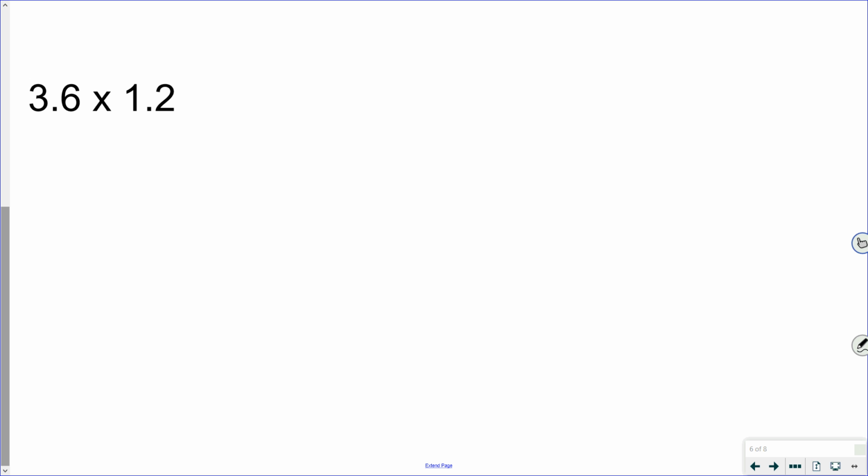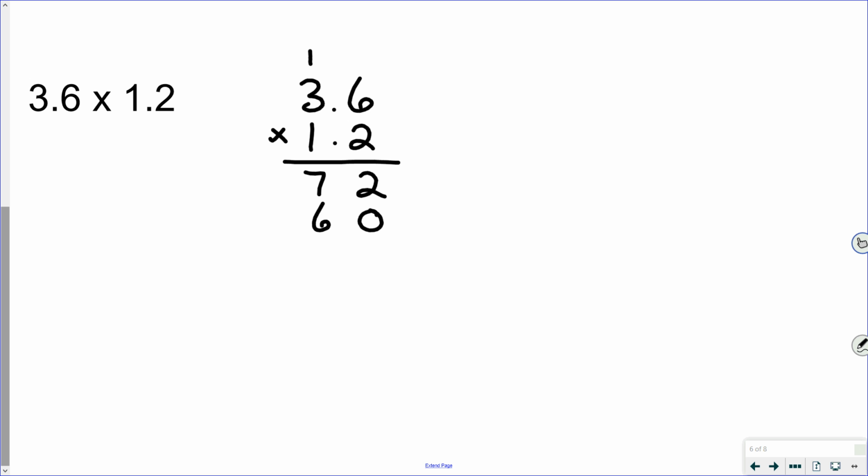So I have 3 and 6 tenths times 1 and 2 tenths. 6 times 2 is 12. 3 times 2 is 6, plus 1 is 7. Start the second line with a 0. 1 times 6 is 6. 1 times 3 is 3. Add those together. 2 plus 0 is 2. 7 plus 6 is 13. 1 plus 3 is 4.